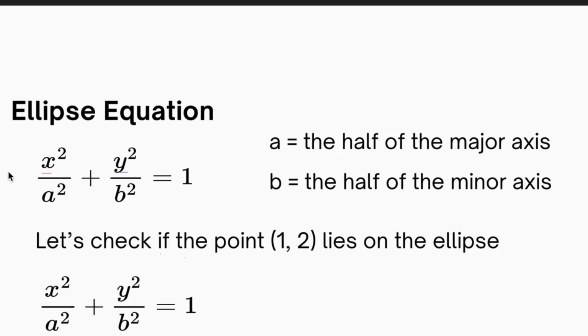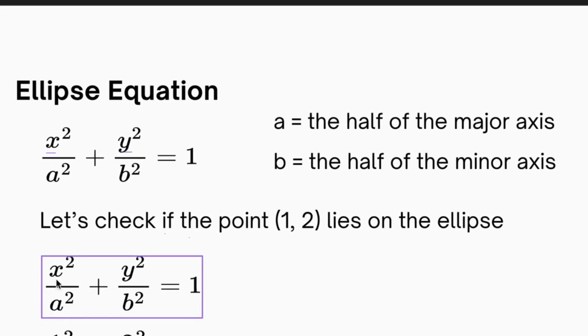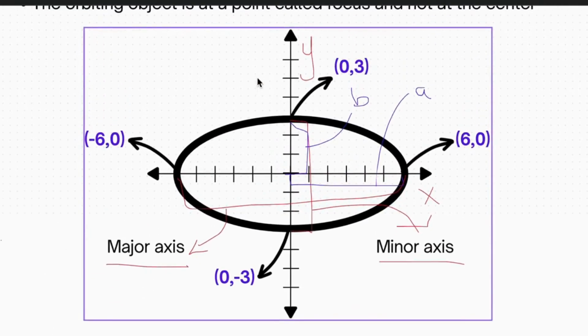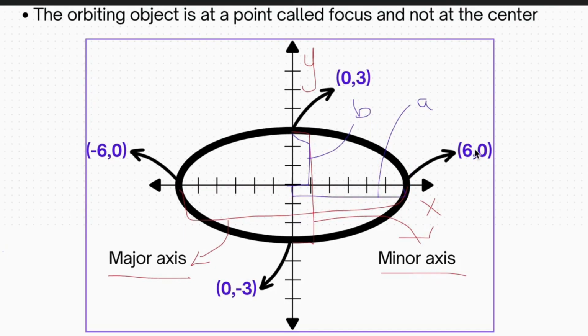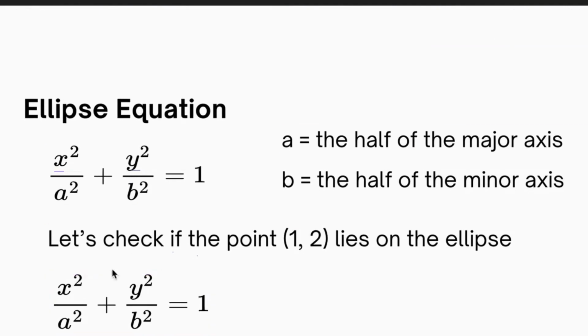Okay, so to understand the ellipse equation a little bit more, let's check if the point (1, 2) lies on the ellipse. So here we're going to take x equals 1 and y equals 2. And for a and b, we are going to take it from the graph, which is a equals 6 and b equals 3. Let's go ahead and use this equation.